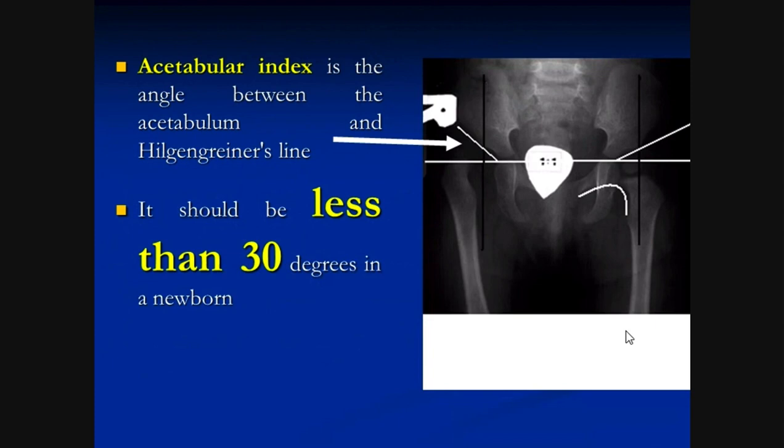Acetabular index is the angle between the acetabulum and Hilgenreiner line. يعني في بعض الأحيان نحتاج إلى acetabular index to calculate whether it is less than 30 or above 30. And normally it should be less than 30. This is the angle between the roof of the acetabulum and the transverse line. فإذا كانت هاي الأنجل أقل من 30 درجة تعتبر طبيعية. أكثر من 30 درجة هون بالرايت سايد it is abnormal.